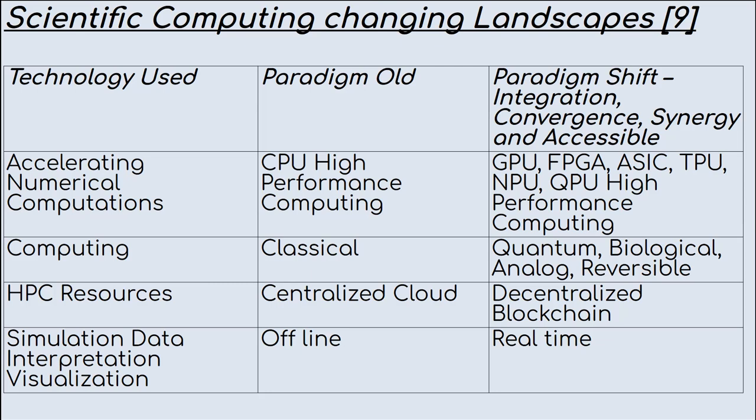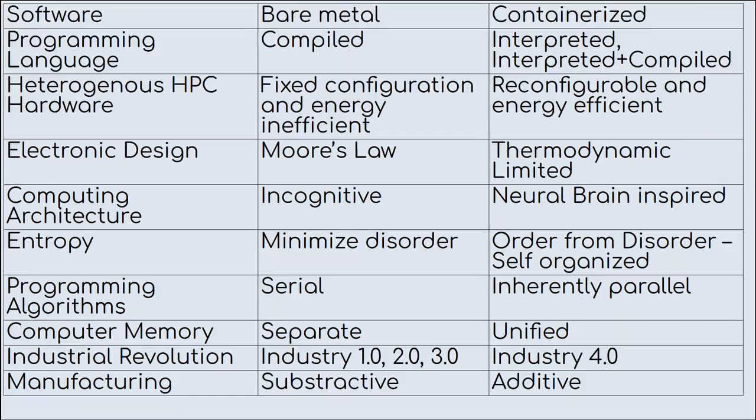Computing has changed from classical towards quantum, biological, analog, reversible. HPC resources, centralized cloud towards decentralized blockchain. Simulation, data interpretation, visualization from offline towards real time. Software from bare metal towards containerized. Programming language compiled towards interpreted plus compiled. Heterogeneous HPC hardware, fixed configuration and energy inefficient towards reconfigurable and energy efficient.